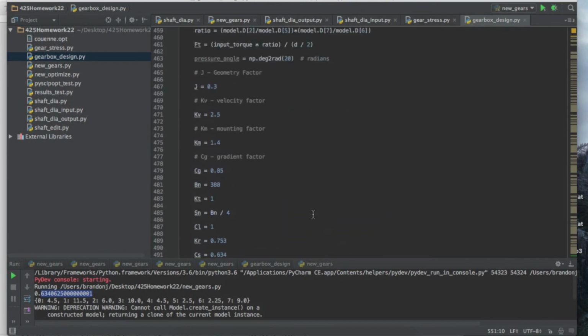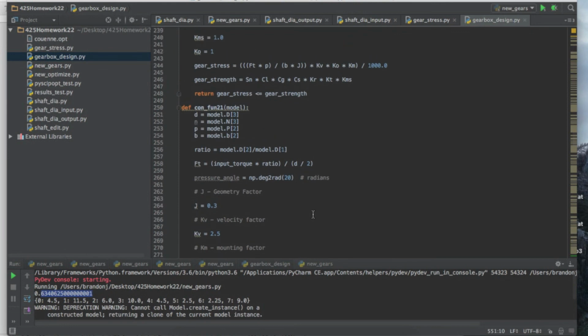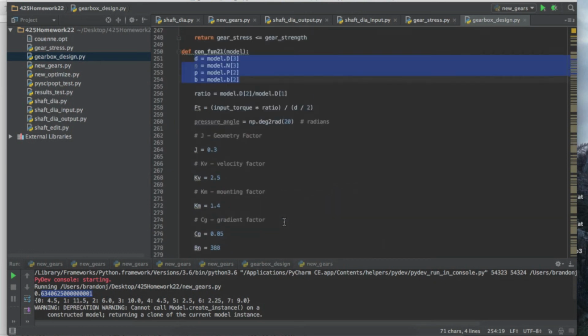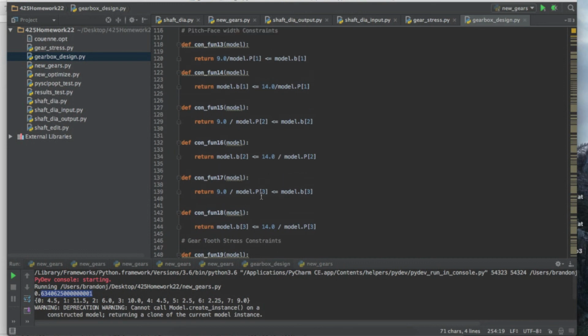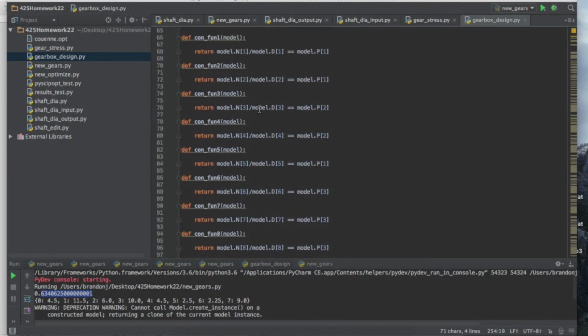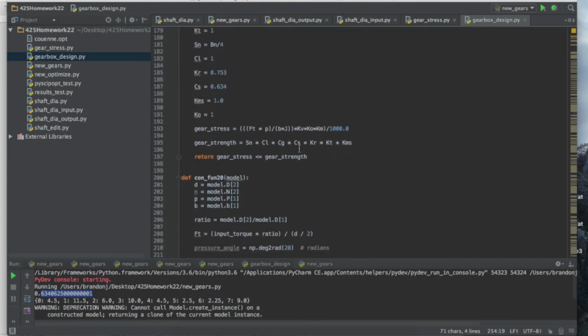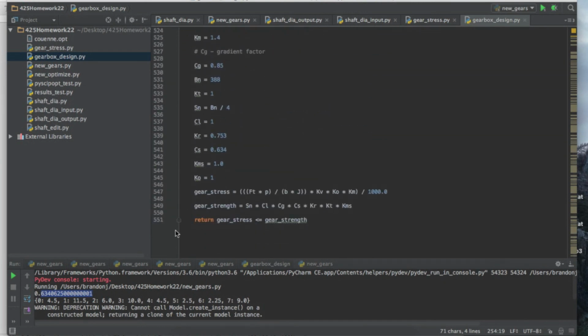Alright, so now we should have 8 separate gear stress functions that constrain the gear such that these variables make it so that the gear stress is less than the gear strength. So we have 8 of those for each gear. We have all of the pitch face width constraints, the center distance constraints, and the diametral pitch constraints. And we have the objective function. In the next video, I will be putting this all together, initializing all of those constraints into the model, and setting up the model so that we can solve the problem.